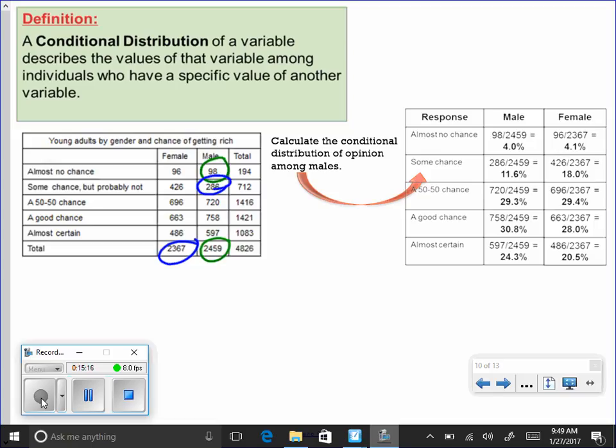If you notice, when we're doing the conditional, these add up to 100%, and these add up to 100%. But it doesn't add up this way. So it will add up to 100% in one direction, and it could be the row instead of the column, but it's only going to be one and not the other for a conditional distribution.